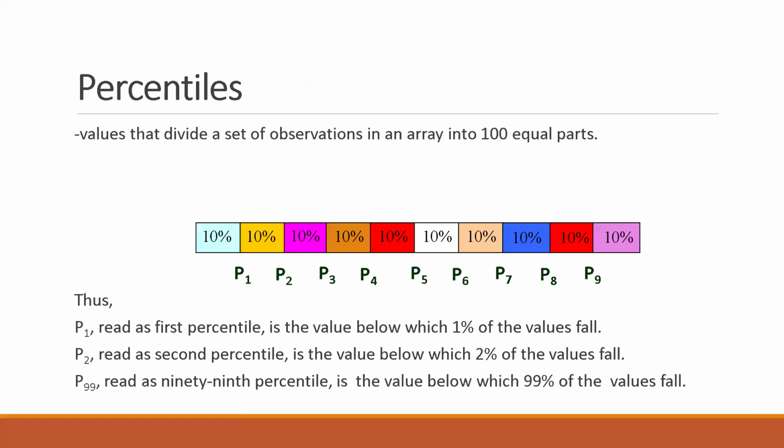Now we go to percentiles. Percentiles are values or points that divide a set of observations in an array into 100 equal parts. Thus, P1 is read as first percentile, and it is the value below which 1% of the values fall. P2 is read as second percentile, and it is the value below which 2% of the values fall. And P99 is read as 99th percentile. It is the value below which 99% of the values fall.